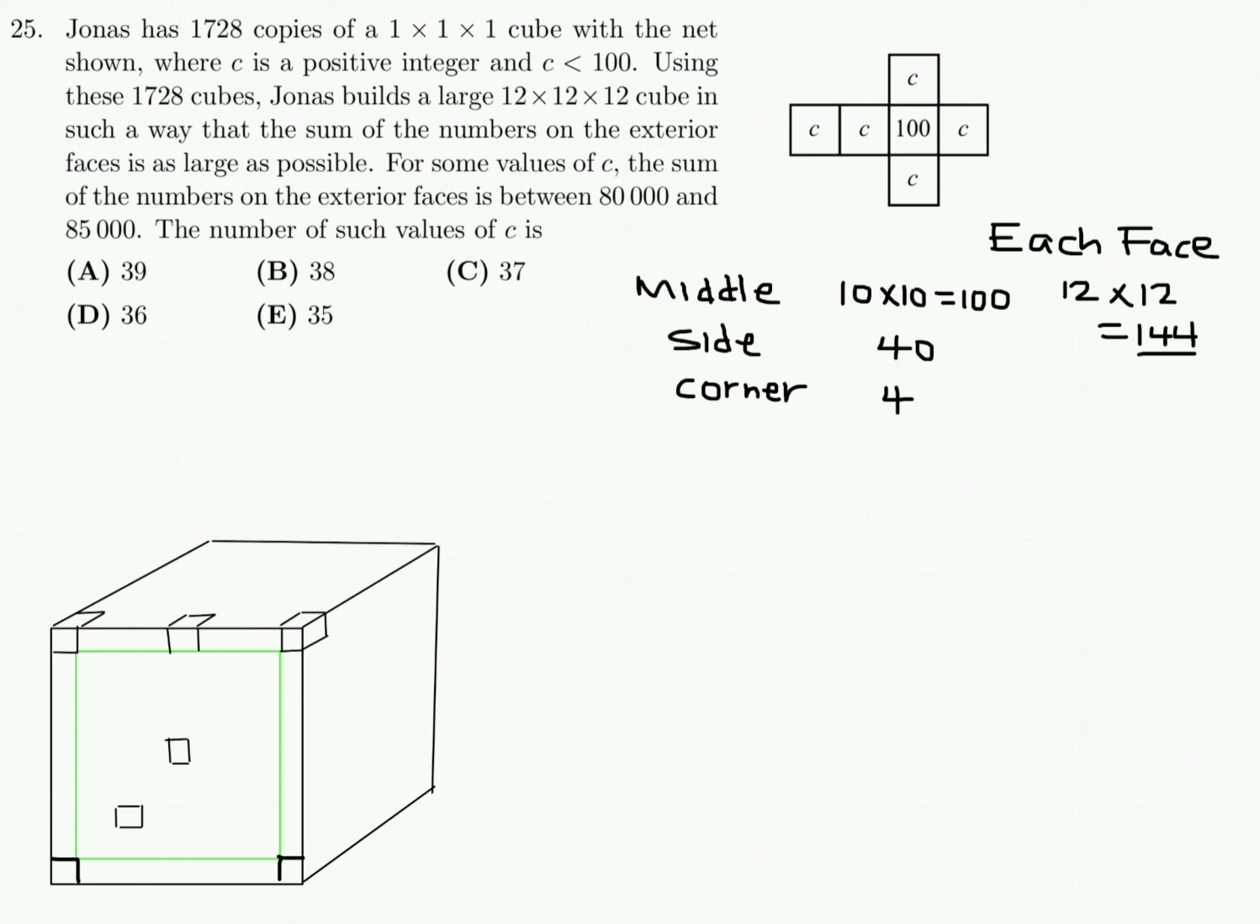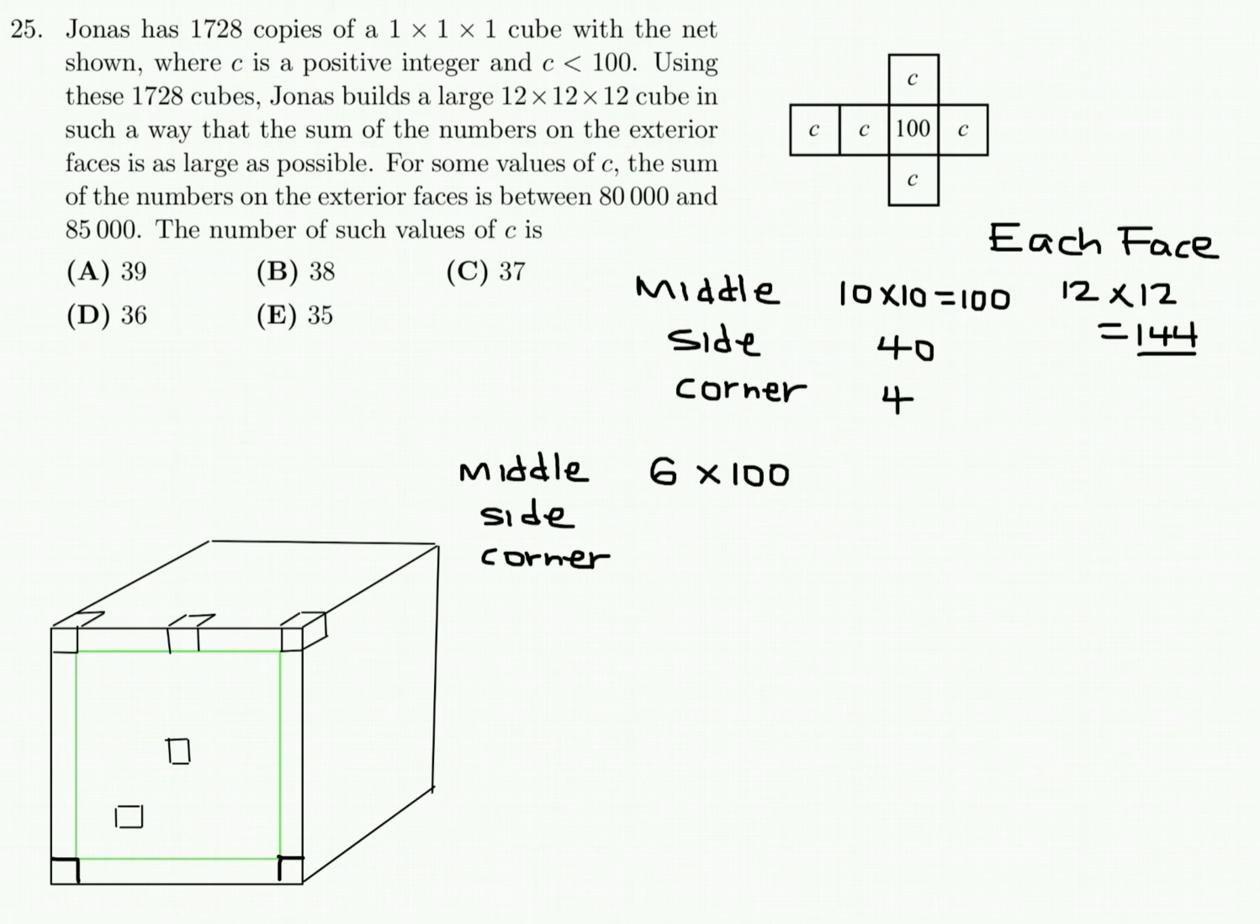Okay. So now we're ready for the next step, which is to figure out the total. The total, of course, will be very similar. The only thing we have to do is multiply by 6 because there's 6 faces. We did this for each face, but there's 6 faces to a cube. So middle, it would be 6 times 100. And that's 600, of course.